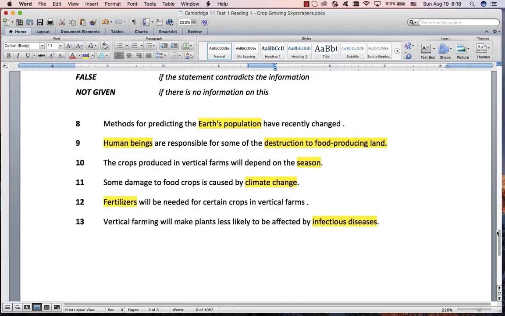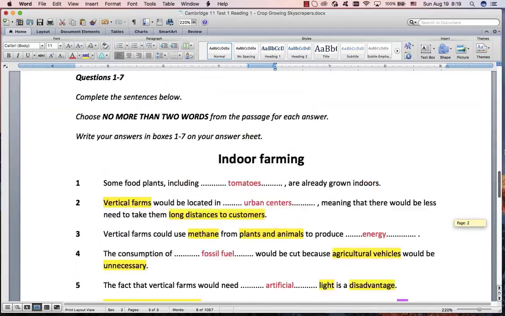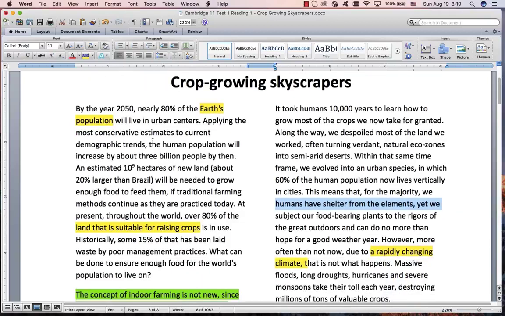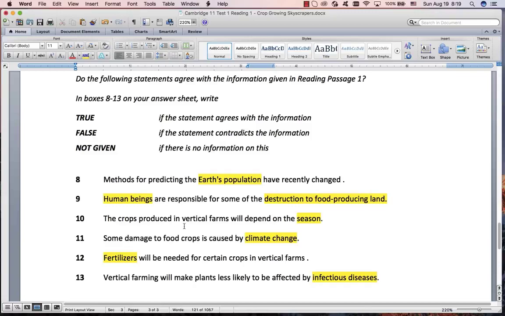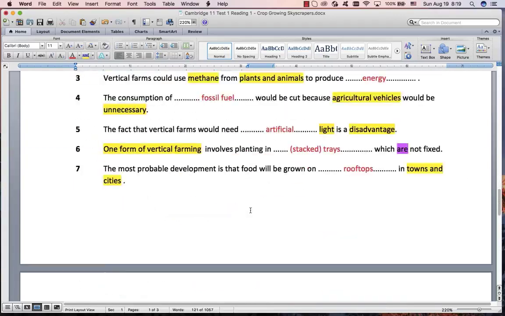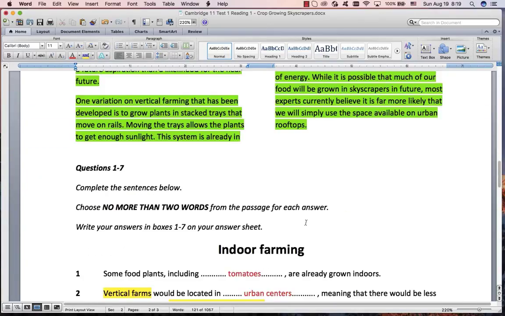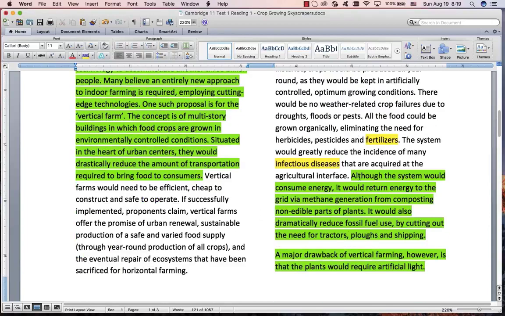Okay, Earth's population, right at the beginning. Human beings, destruction to food producing land. Nothing about human beings, but food producing land, land that is suitable for raising crops. Destruction, can you find it? Laid waste. This is probably the human beings. The management is the human beings. Season, I can't find it. Skip it. Climate change, a rapidly changing climate. Fertilizers, infectious diseases. Fertilizers, infectious diseases.